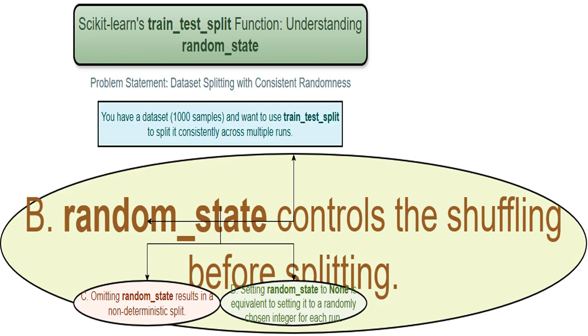This statement is another option. It correctly asserts that _random_state manages how the data is shuffled before the split is made. This affects the reproducibility of the split.